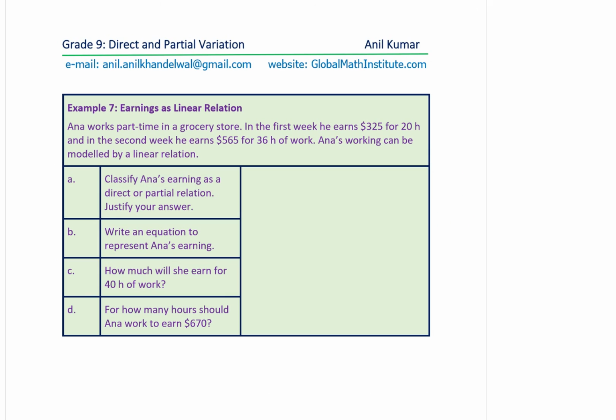Now here is question number 7. Anna works part-time in a grocery store. In the first week, she earns $325 for 20 hours. And in the second week, she earns $565 for 36 hours of work. Anna's working can be modeled by a linear relation. Classify Anna's earnings as a direct or a partial variation.